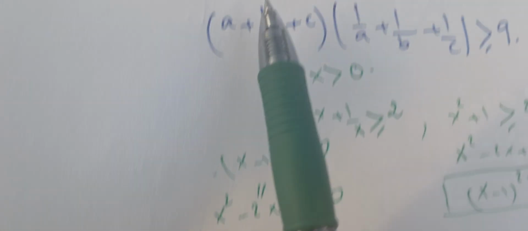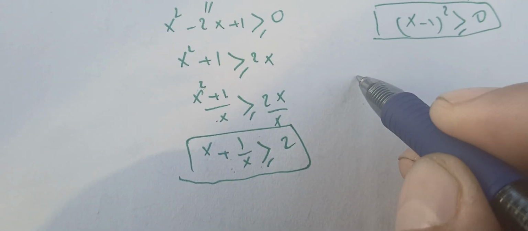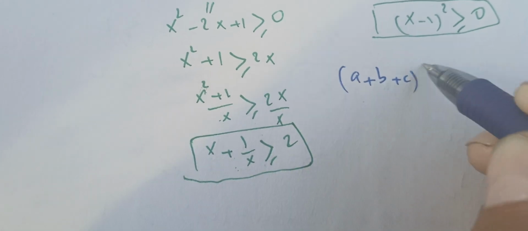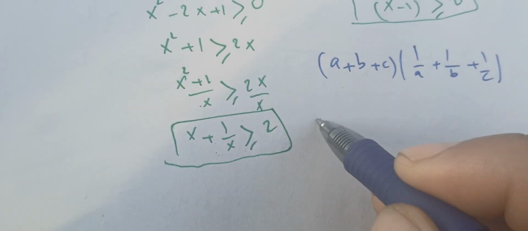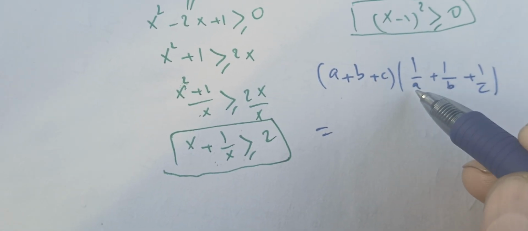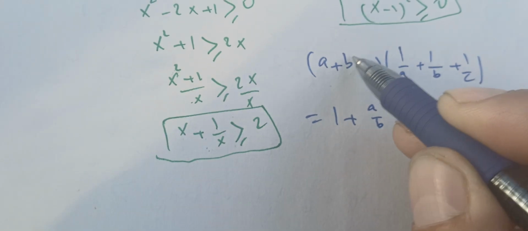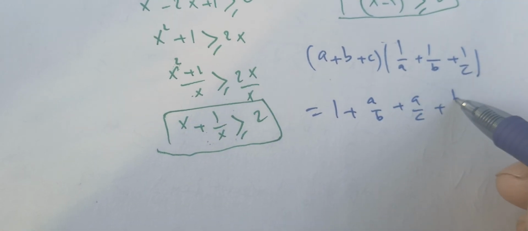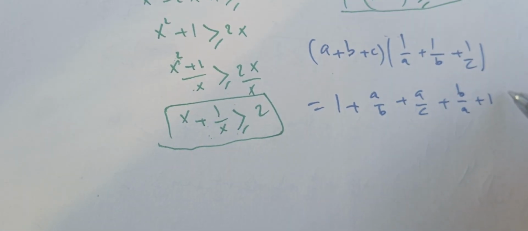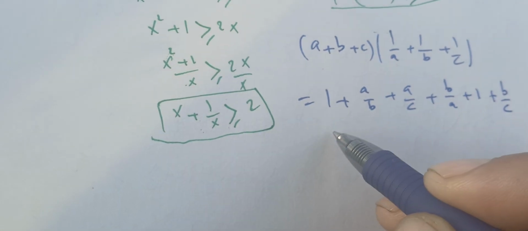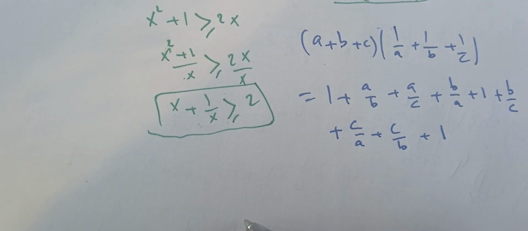How can we do that? Let's expand this one here: (a + b + c) times (1/a + 1/b + 1/c). So it's going to be a times 1/a, which is 1, plus a/b, plus a/c, plus b times 1/a, which is b/a, plus b times 1/b, which is 1, plus b times 1/c, which is b/c, plus c/a, plus c/b, plus 1.